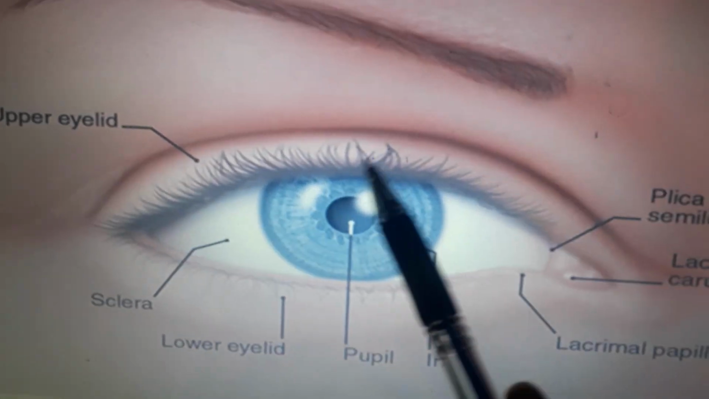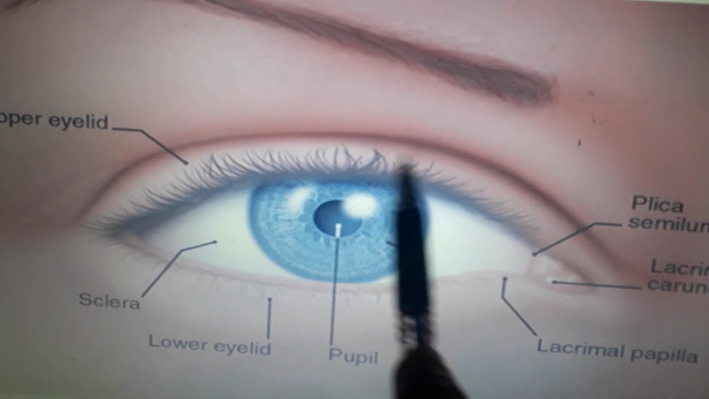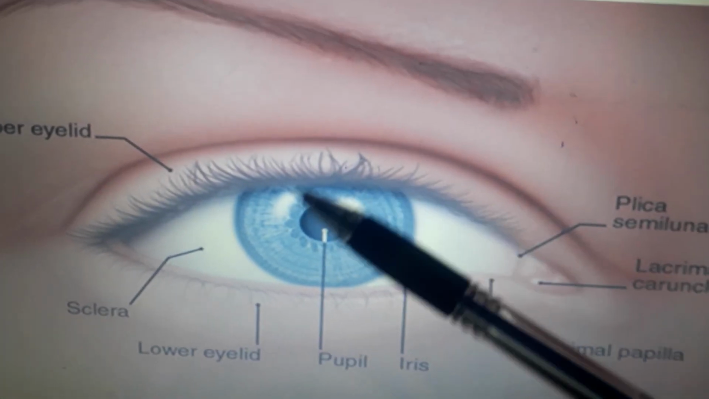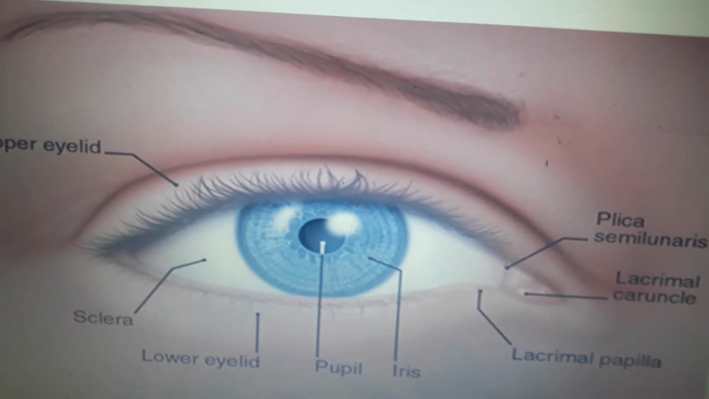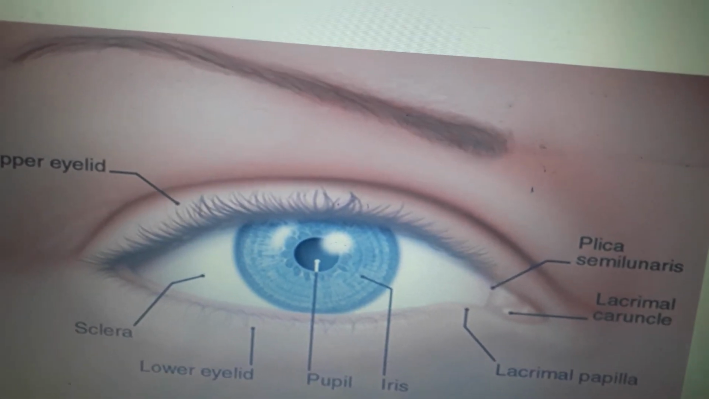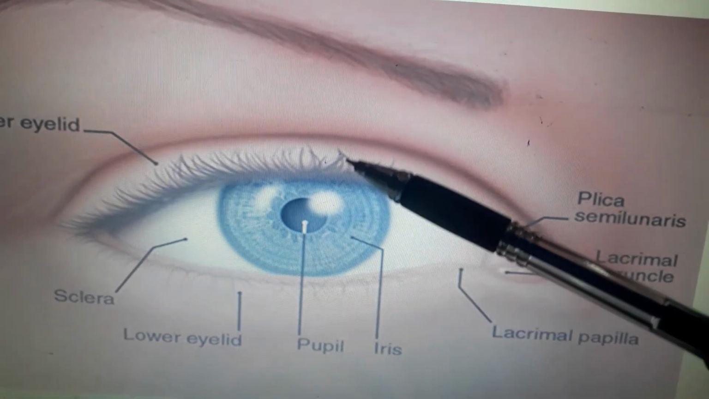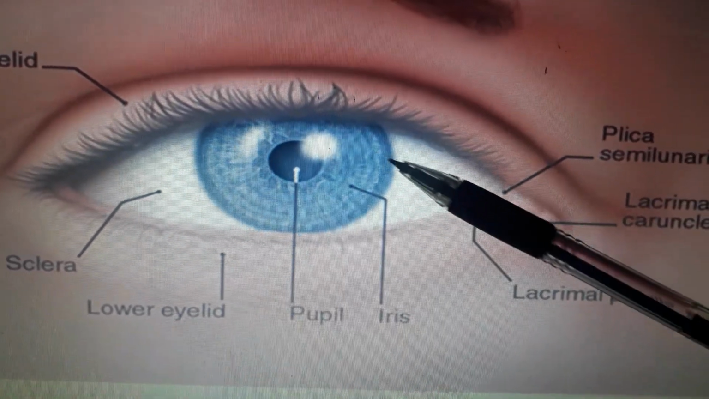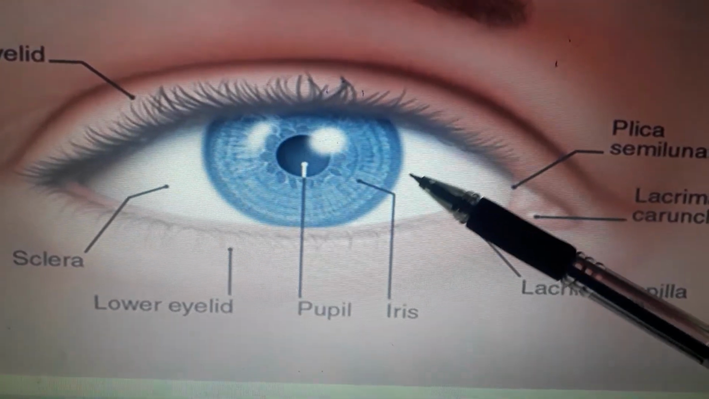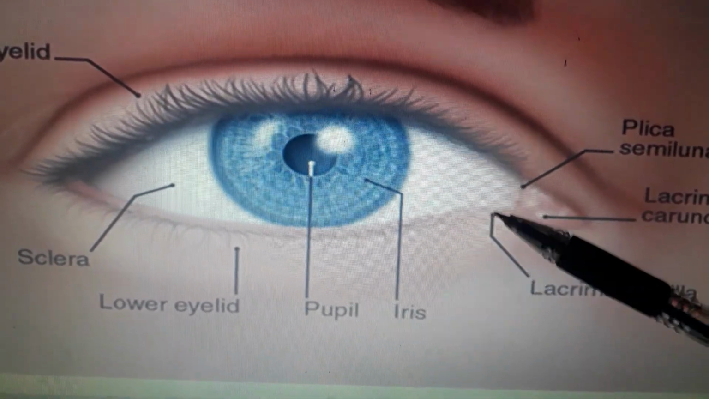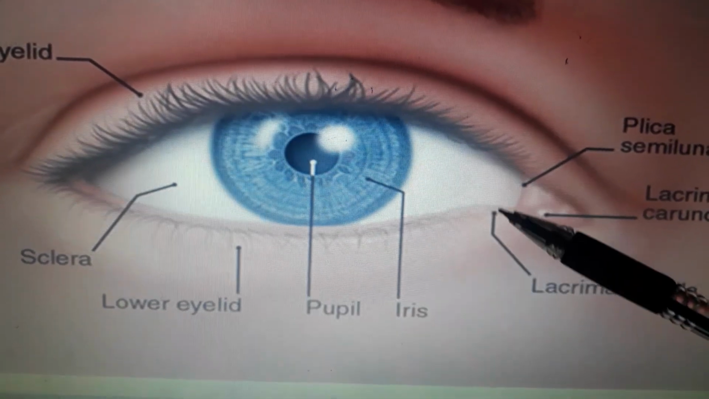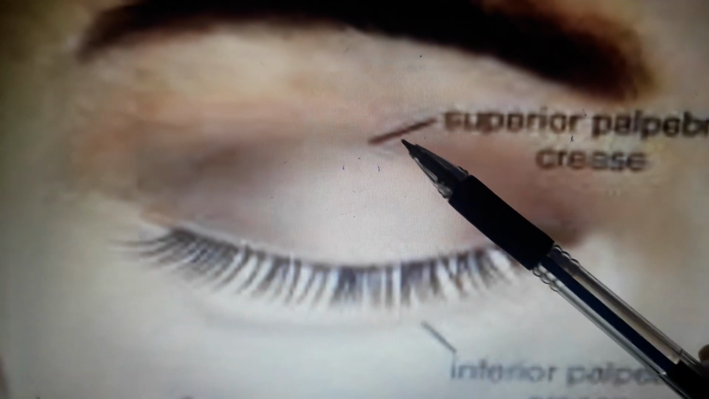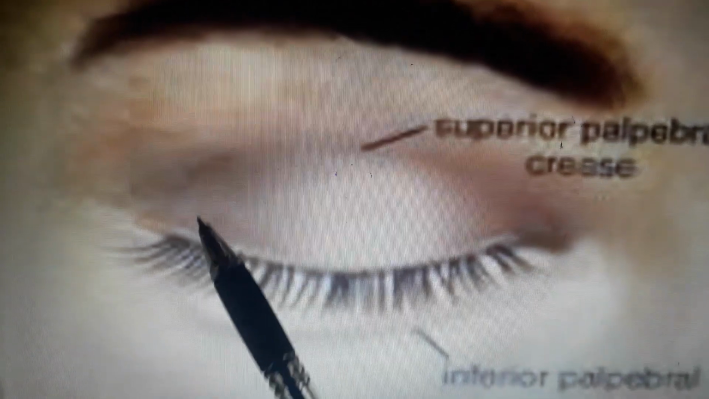This is the sclera. The function of the eyelid: it acts as a shutter which protects the eye from injury and excessive light by its closure. Blinking spreads the tear over the anterior surface of the eyeball, and then it drains into the punctum and into the nasolacrimal duct.